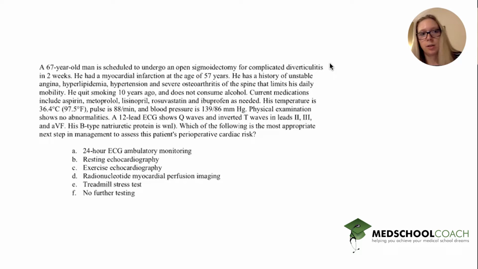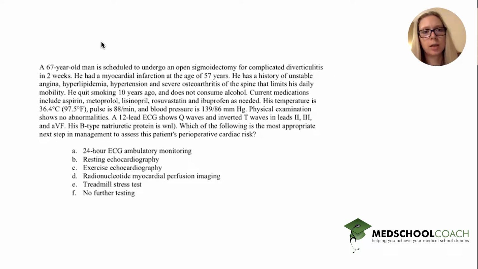His temperature is 36.4 Celsius, pulse is 88, blood pressure 139/86. Physical exam is normal. His EKG shows Q waves and inverted T waves in leads 2, 3, and aVF. His BNP is within normal limits. So which of the following is the most important next step in order to assess if this patient is ready for surgery and assess his perioperative cardiac risk?